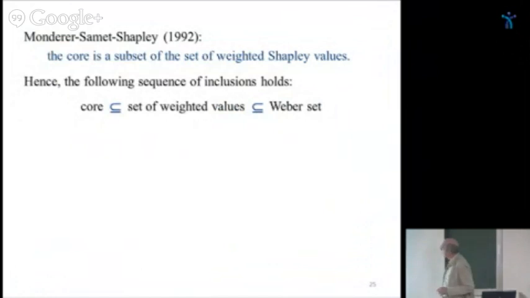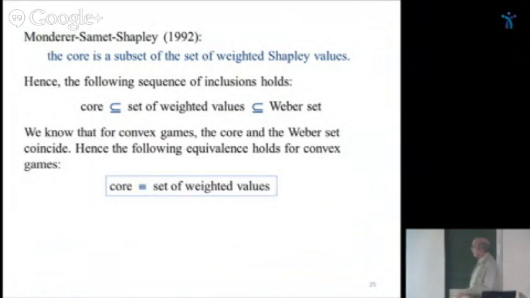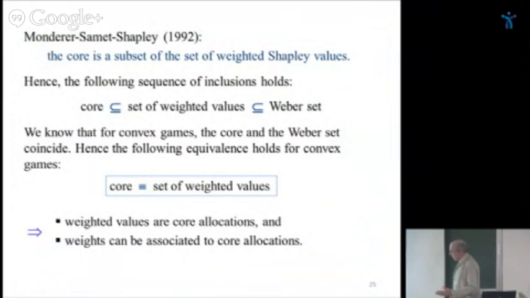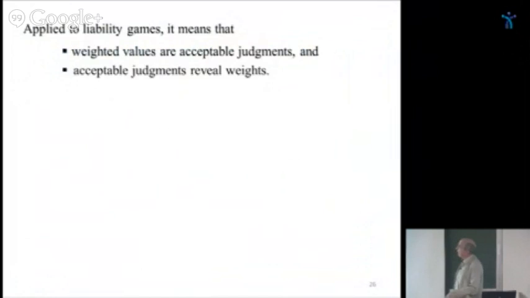We know from Monderer, Samet, Shapley that the core is a subset of the set of weighted Shapley values, and the Weber set, which is the convex hull of the marginal contribution vectors, is a superset of the set of weighted Shapley values. For convex games, therefore, the core and the set of weighted values are identical. So that means that weighted values are core allocations and that weights can be associated to core allocations. Applied to liability games, it means that weighted values are acceptable judgments, and vice versa, that acceptable judgments reveal weights.